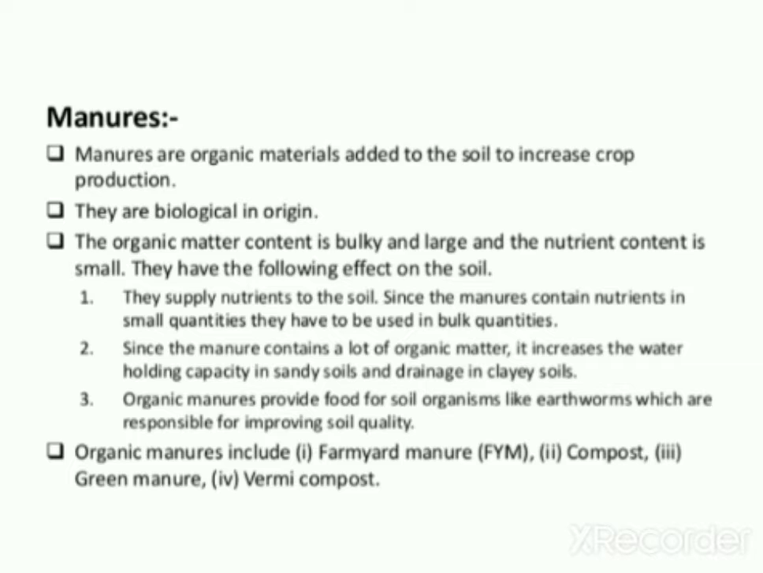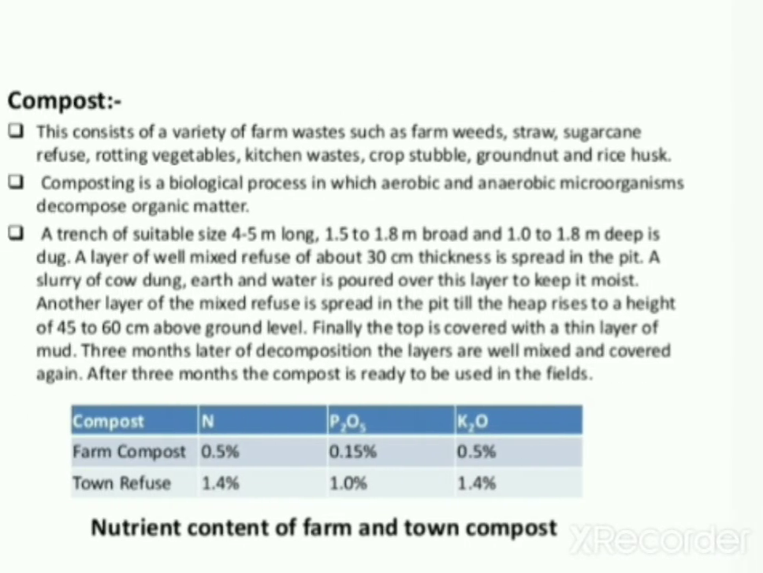Since the manure contains a lot of organic matter, it increases the water holding capacity in sandy soil and drainage in clayey soil. Organic manures provide food for soil organisms like earthworms, which are responsible for improving soil quality. Organic manures include farmyard manure, compost, green manure, and vermicompost.